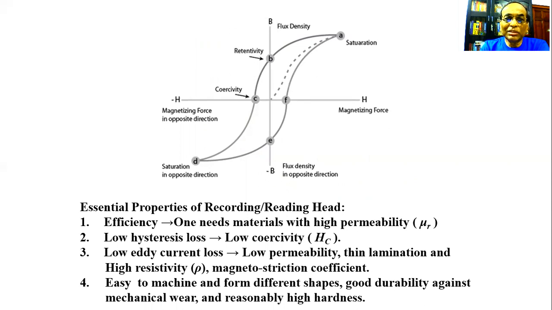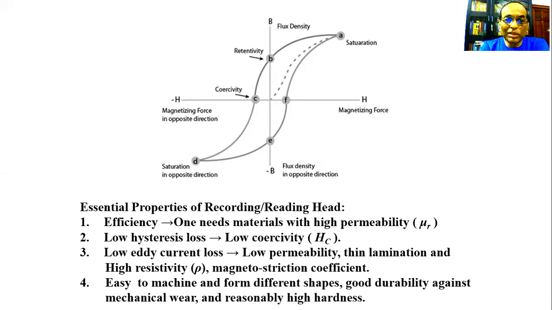It is a similar hysteresis loop: magnetic induction versus the magnetizing force. And the point B is the retentivity and C is the coercivity. Essential properties of recording and reading head.